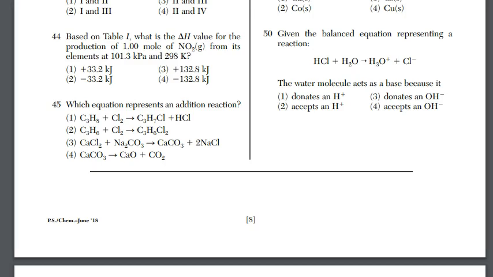Okay, we're taking a look at question 44. We're already told we need to go to table I, and we're looking for the delta H value for the production of 1 mole of NO2, right, at 101.3 kilopascals and 298. So 1 mole of NO2. So let's get to that reference table.